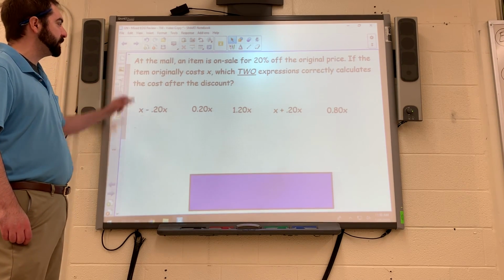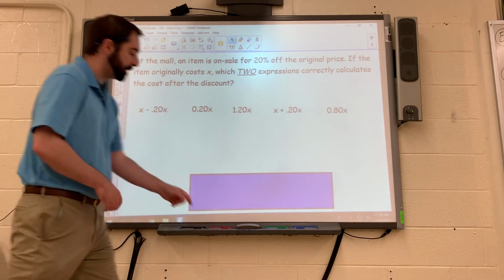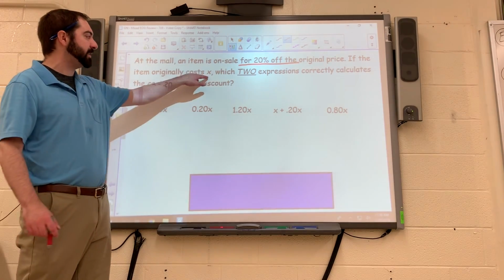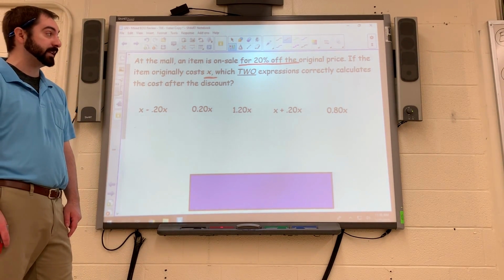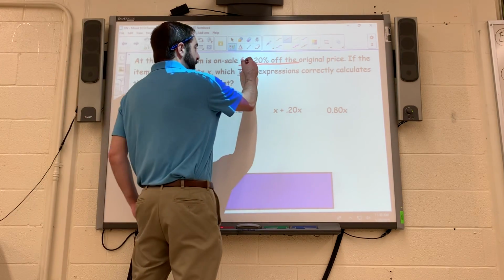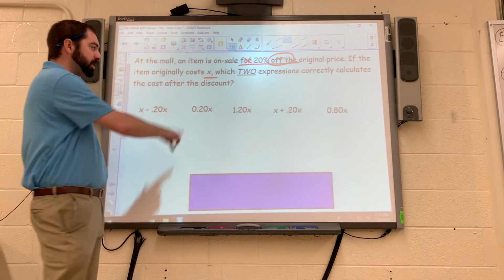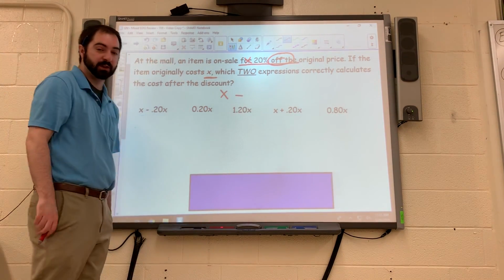Going over generating expressions a little bit differently here. At the mall, an item is on sale for 20% off the original. If the original costs x dollars, which 2 expressions correctly show the price after the discount? Well, I know I'm multiplying percents, and I know this word "off" means subtract. And the original price is x. So again, I know that I'm taking something away from that original price.